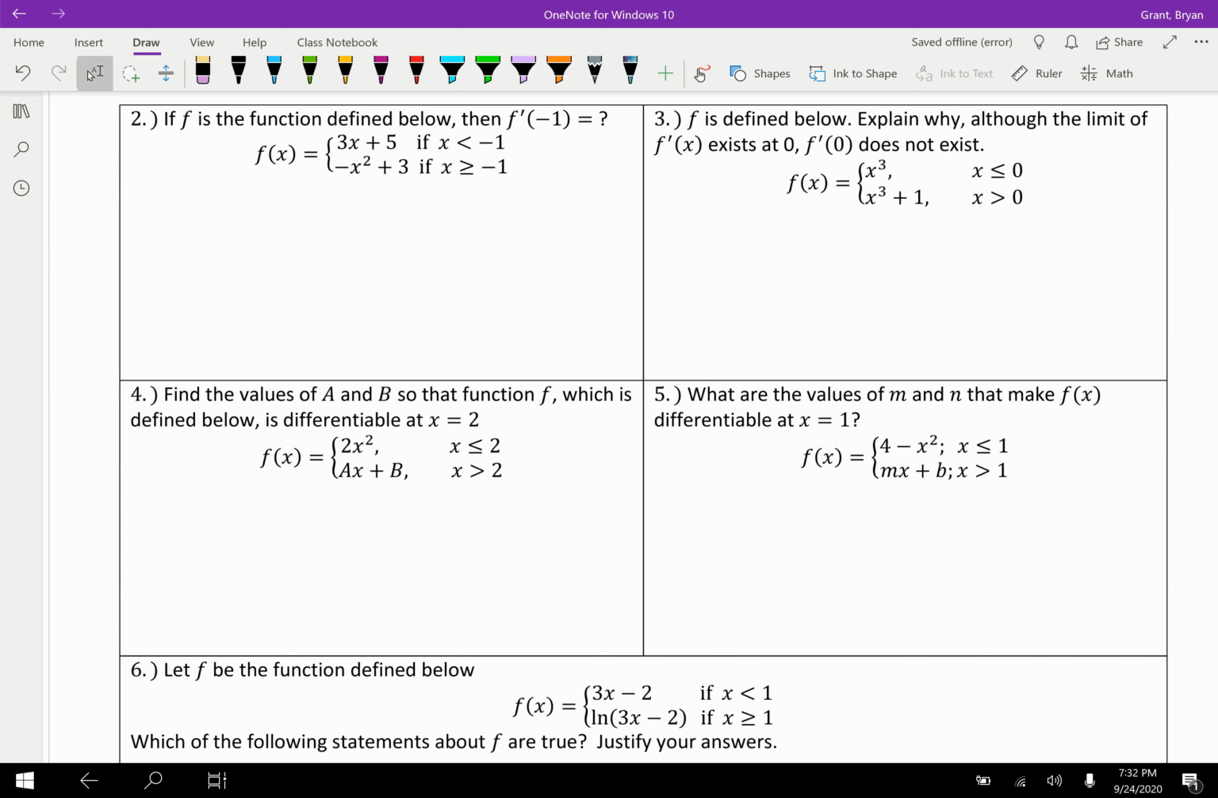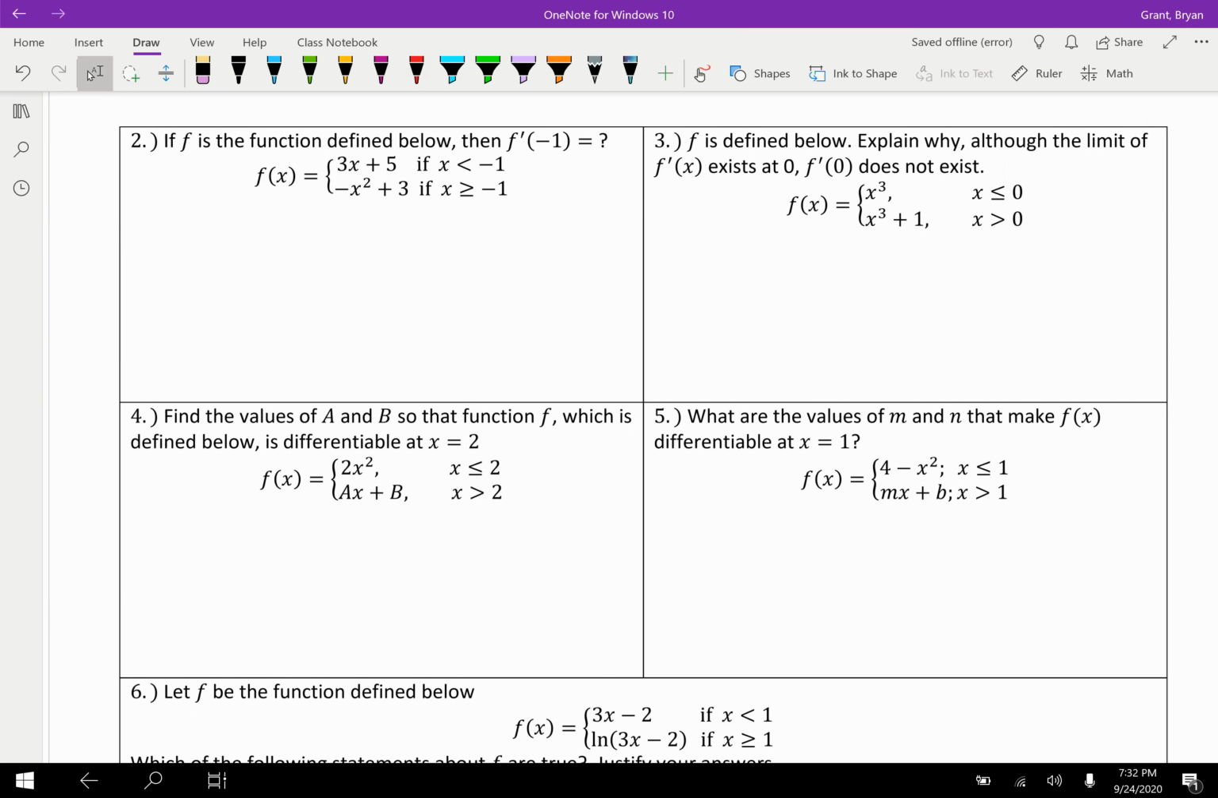All right, and hopefully we are back. Let's get to it. And I'll take you through my thinking and then write what needs to be written. So if f is the function defined below, then f prime of negative 1 is what? Well, f prime of negative 1 all depends on the derivative, and I will tell you this problem has been on tests in the past, and here's what students do.